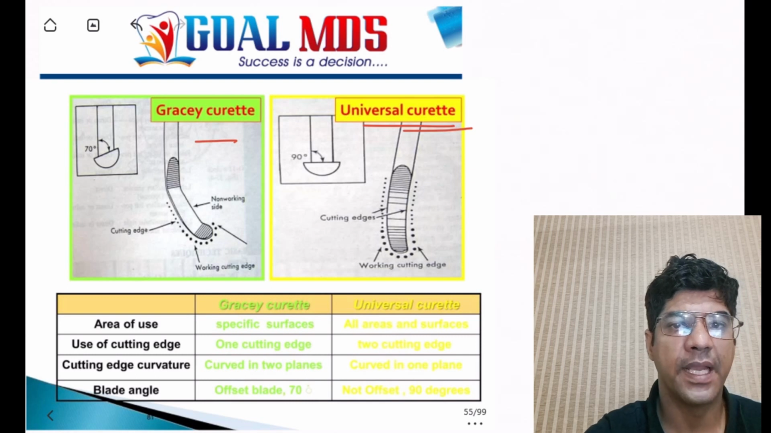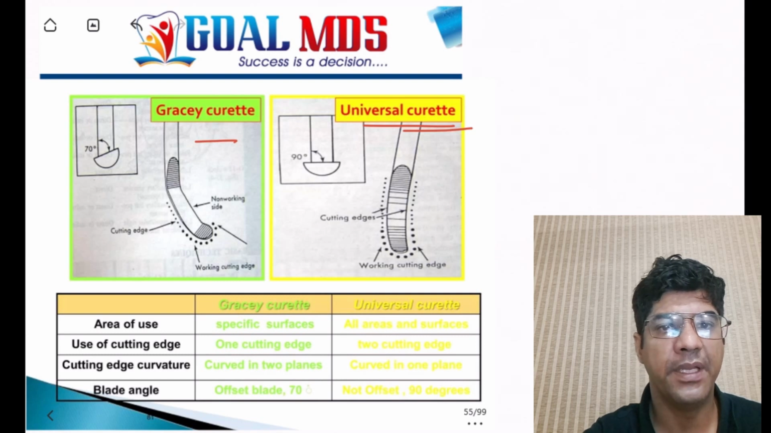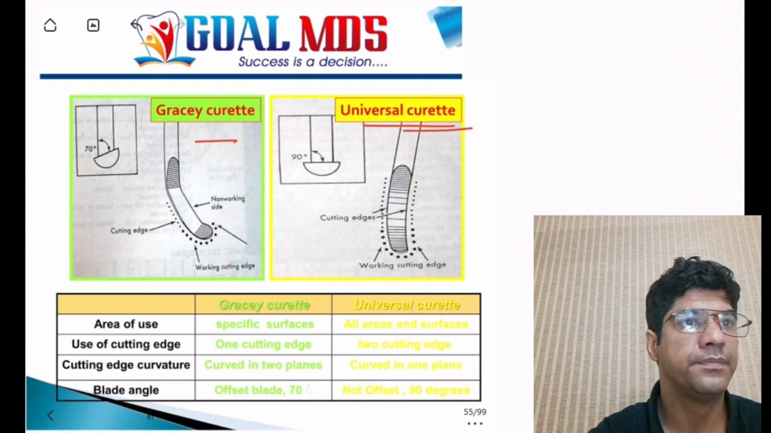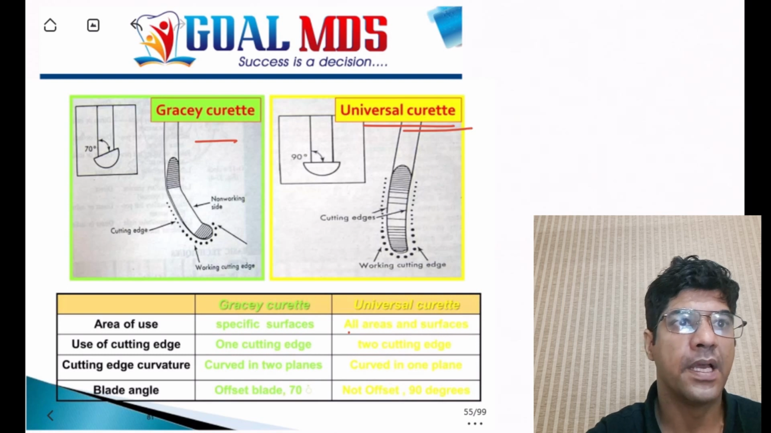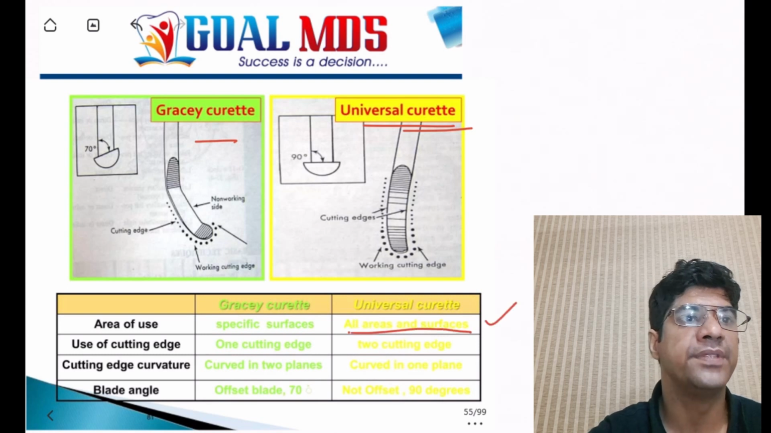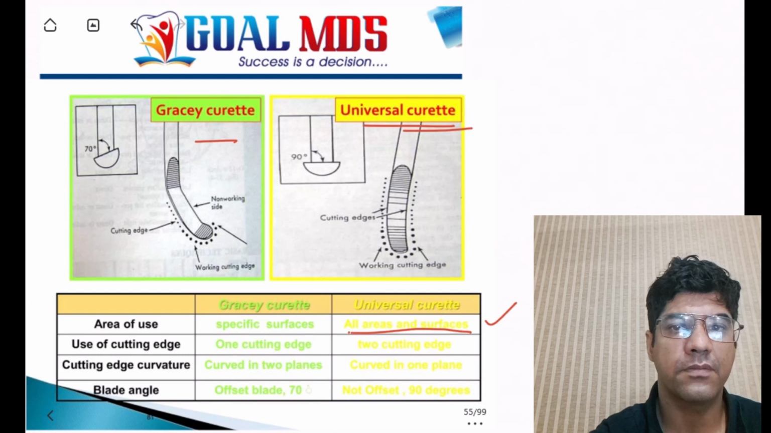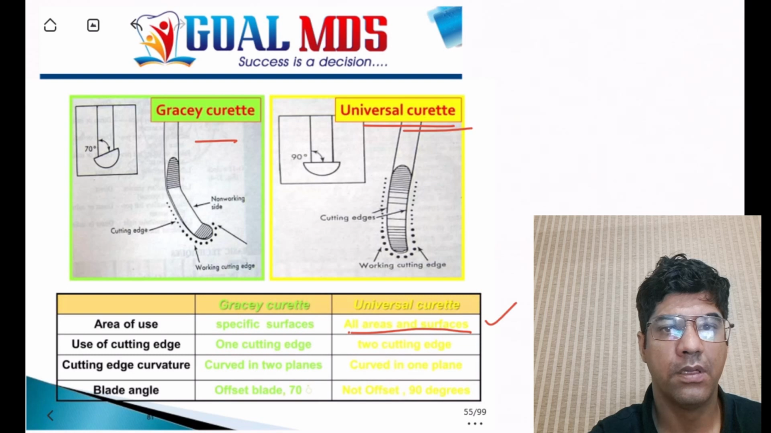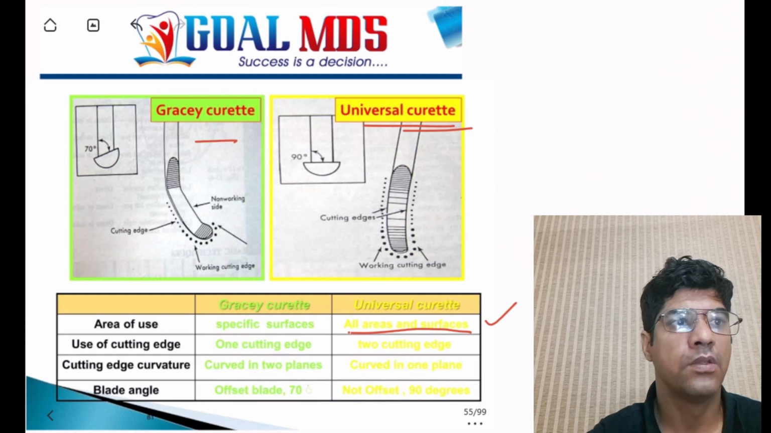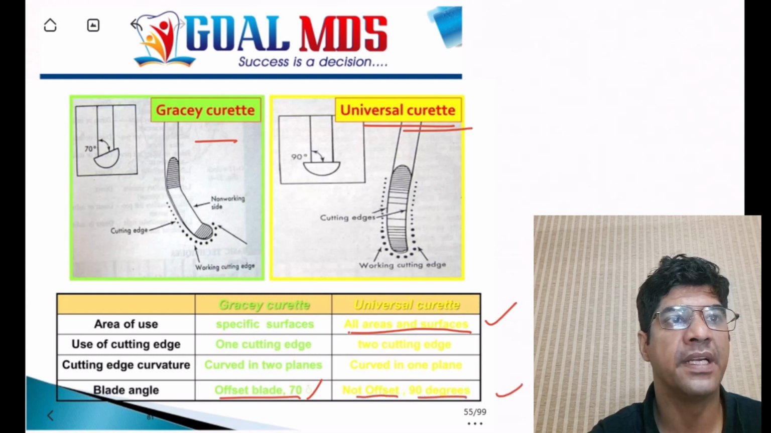The Gracie curette is area specific. They provide adaptation to complex root anatomy, especially in the subgingival area. Whereas the universal curette is adaptable. It may provide the same level of precision, but it is adaptable to all surfaces and areas. The blade angle: the Gracie has an offset blade at 70 degrees, whereas the universal doesn't have an offset and is at 90 degrees.